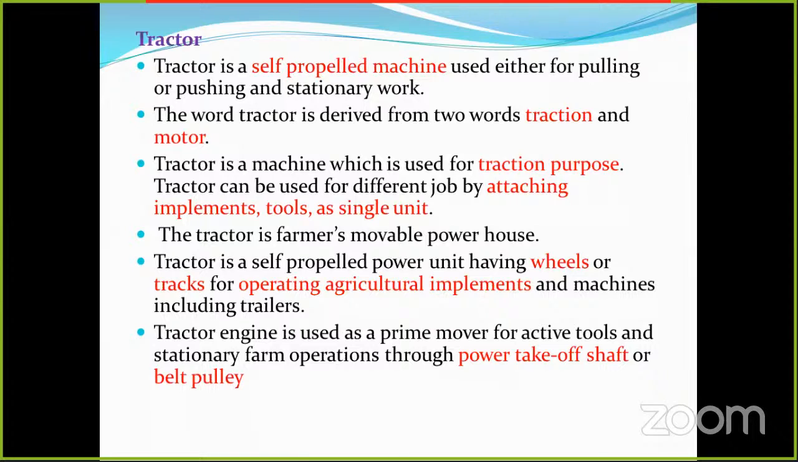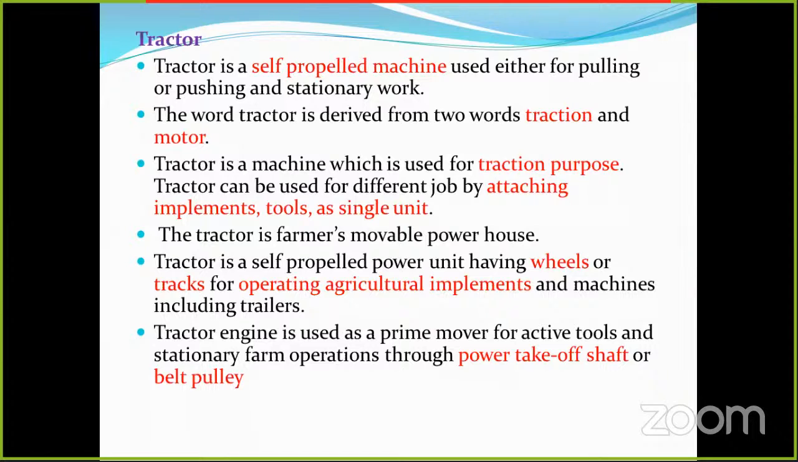Next, this tractor was majorly invented for traction purposes, by attaching implements and tools as a single unit. And one more thing, all farmers can call the tractor a mobile powerhouse. That means the power moves from one place to another place in the field.